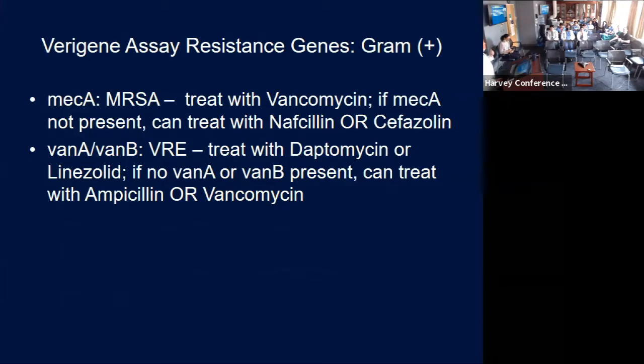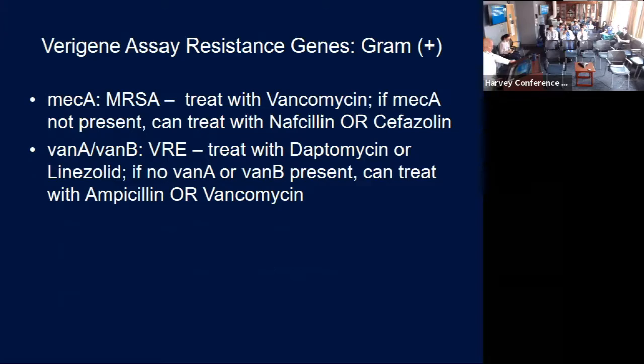The VRE genes are your vanA and vanB genes. Predominantly, vanA is the one that we see mostly in the States. Either way, when you see the presence of a vanA gene, your options are either daptomycin or linezolid. Otherwise, if the vanA or vanB gene are absent, then you could easily go with a drug like either ampicillin or vancomycin, depending on ultimate susceptibilities. So that's just a little background on the genetics.